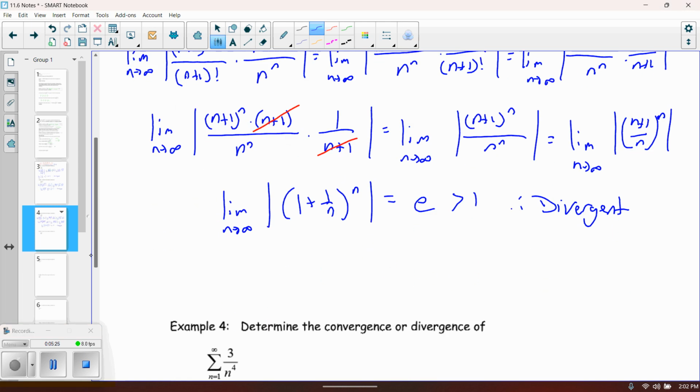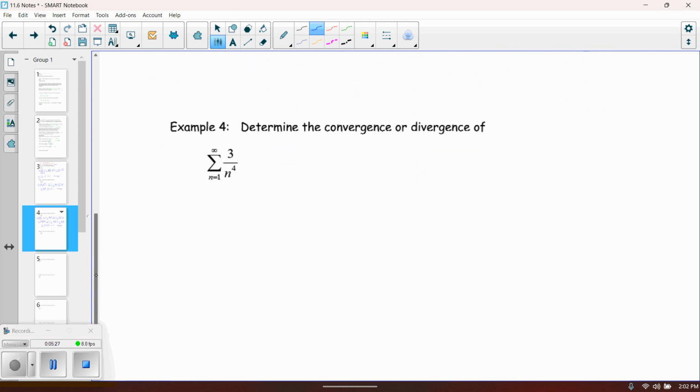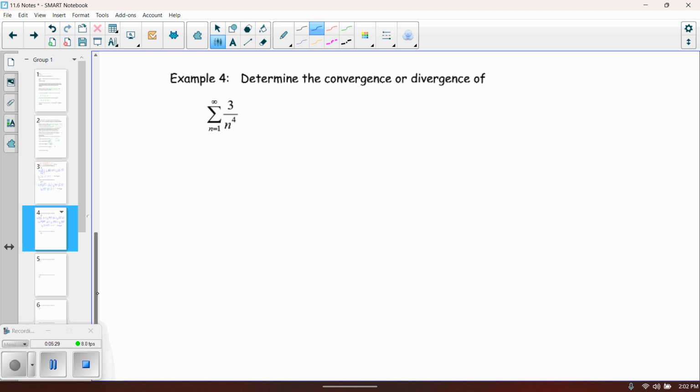All right, just kind of a cool example. Determine the convergence or divergence of the sum of 3 over n to the fourth. And just because we're in this section does not mean we have to use the ratio test or even the root test, which we haven't talked about yet. This one is so much easier if you just recognize it as a p-series.